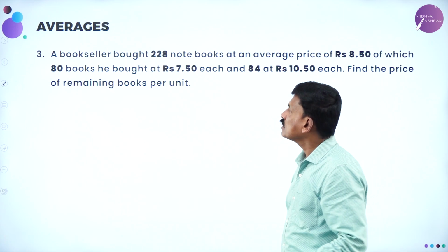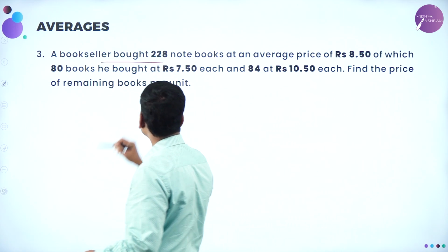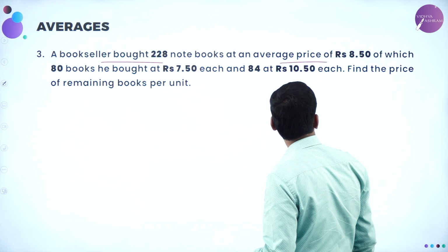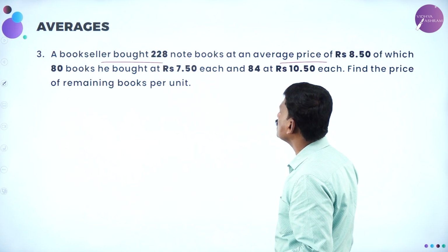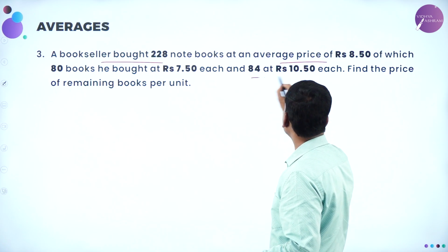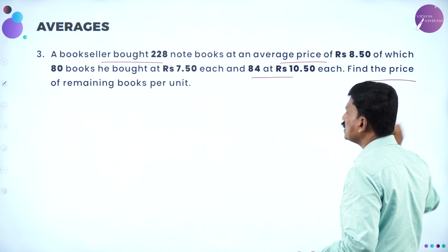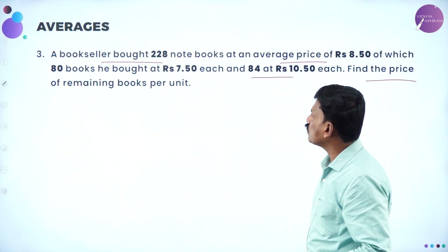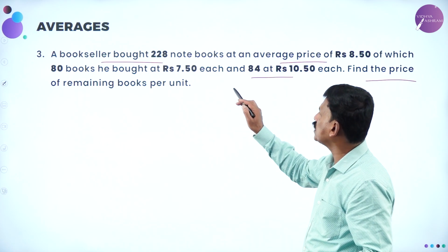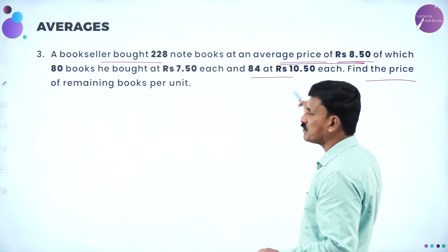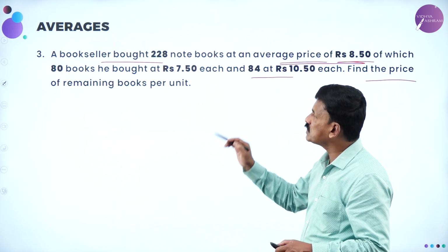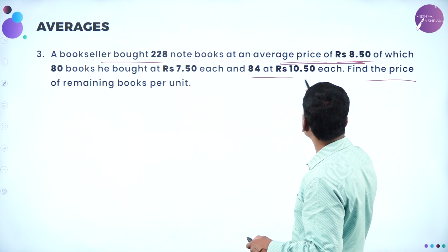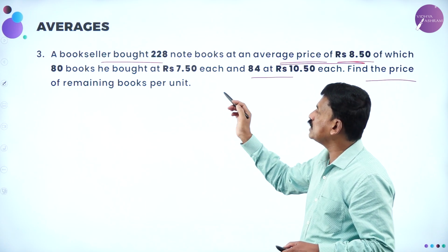Now move on to the next problem. A bookseller bought 228 notebooks at an average price of rupees 8.50, of which 80 books he bought at rupees 7.50 each and 84 at rupees 10.50 each. Find the price of the remaining books per unit. Now, this is a very simple problem. A bookseller bought 228 notebooks at an average price of 8 rupees 50 paisa, of which 80 books he bought at 7.50 each and 84 at rupees 10.50.